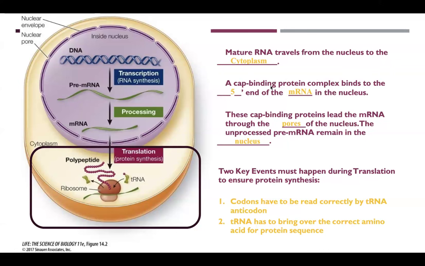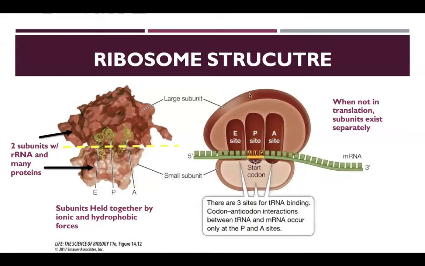And so two key events happen during translation to ensure protein synthesis. One, your codons have to be read correctly by the tRNA anticodon, and tRNA has to bring over the correct amino acid for the protein sequence. So ribosomes. Ribosomes, as we mentioned before, are made up of your ribosomal RNA. And there are two subunits, the large subunit and the small subunit. These are extremely important. They're held together by ionic and hydrophobic forces, but when they're not used for translation, they exist separately.